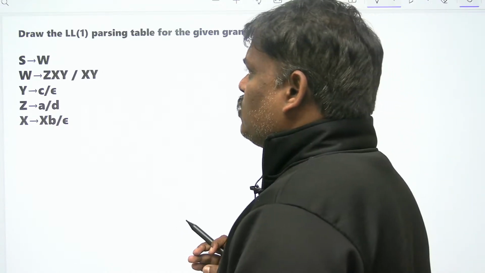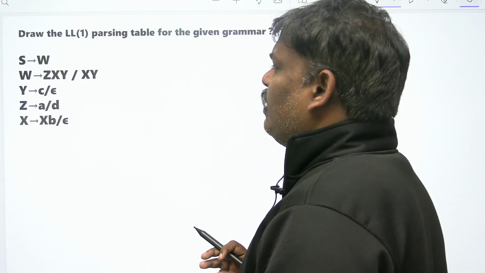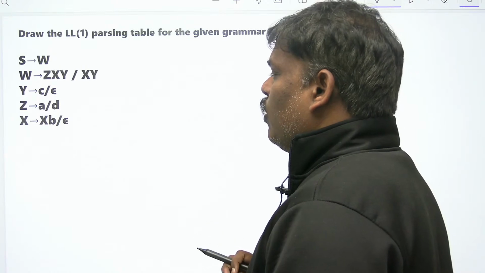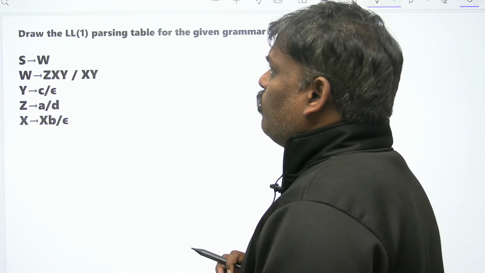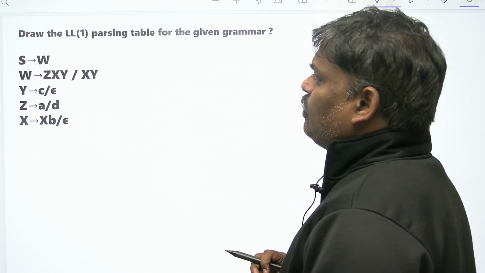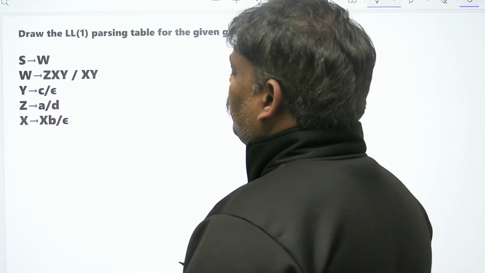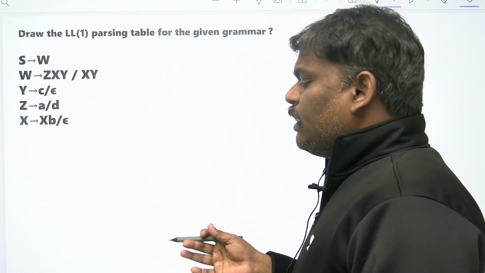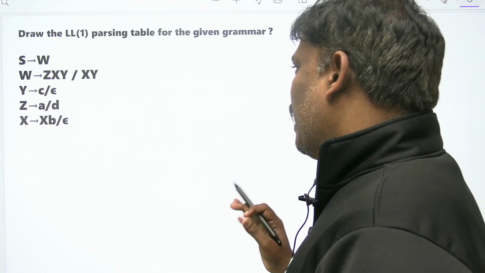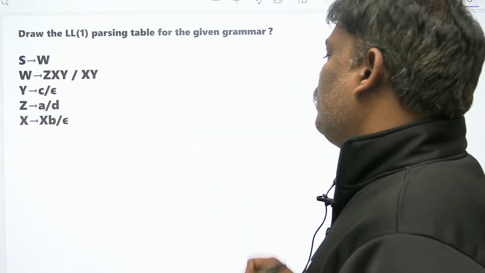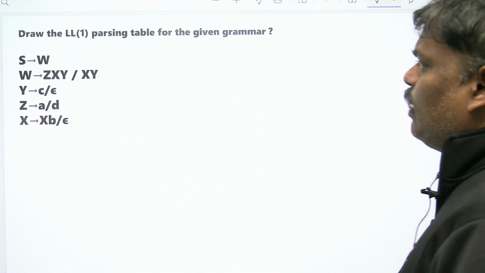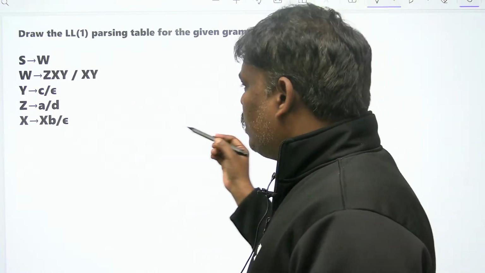So let's see this one. The first topic is going to be token finding, the second is first and follow finding, the third is LL1 parsing table construction, the fourth is checking whether the given grammar is LL1 or not. On that, I want to give one practice problem. So this is the practice problem. Let me construct the table for this.